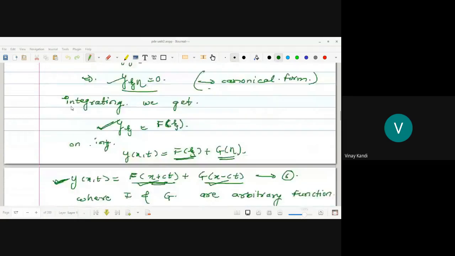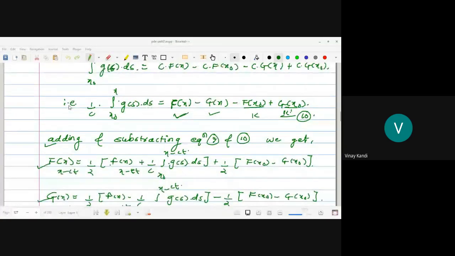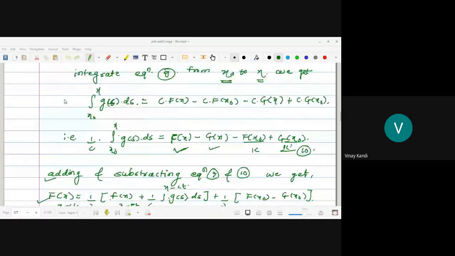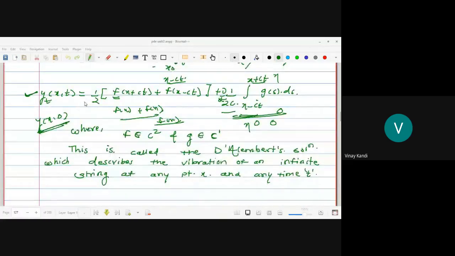So this is the solution of the one-dimensional wave equation when the string is of infinite length. What is the solution? y of x,t is equal to 1 upon 2 into f of x plus ct plus f of x minus ct, plus 1 upon 2c into the integration from x minus ct to x plus ct of g of s ds.